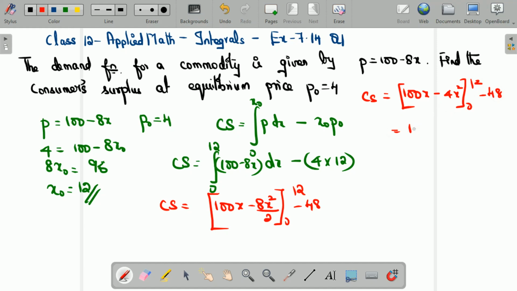So this is 100 into 12, which is 1200, minus 12 squared, which is 144. 144 into 4 is 576. Then there is a minus, the lower limit is 0, so I'm skipping that part, minus 48. So if you perform all this subtraction, the final answer is going to be equal to 576. So consumer surplus is equal to rupees 576.